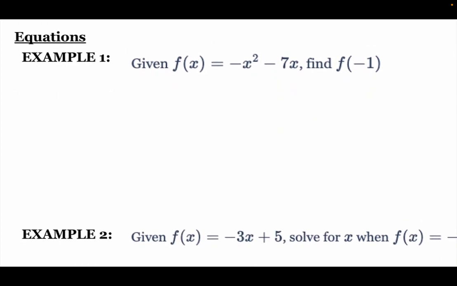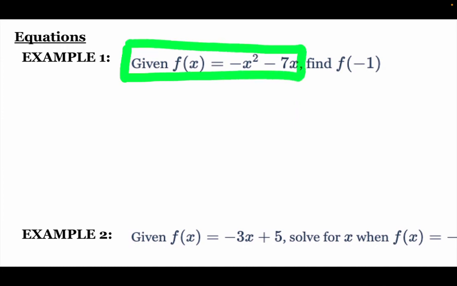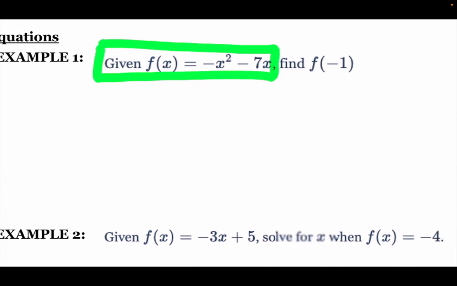Equations. So they'll always give you the function. This function's name is f of x. It's its name. The equation part is negative x squared minus 7x. And then they give us something else. They say find f of negative 1. F of negative 1.